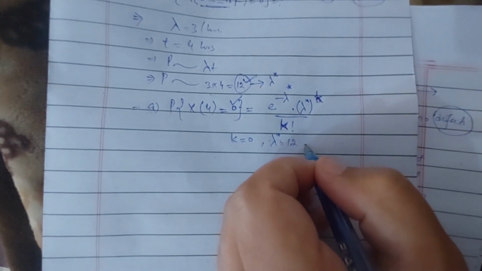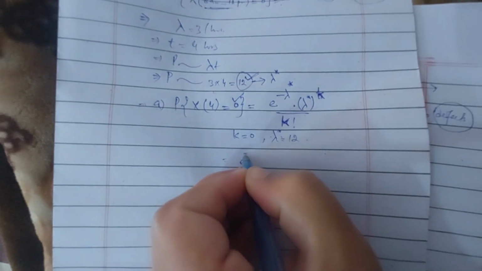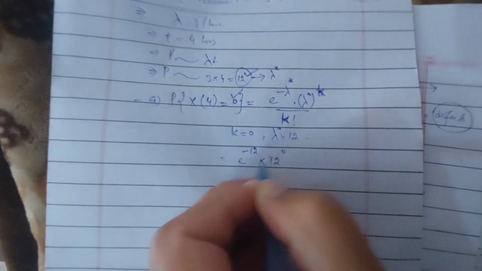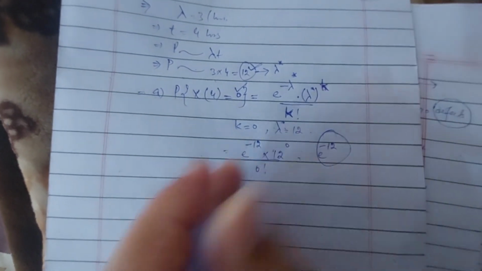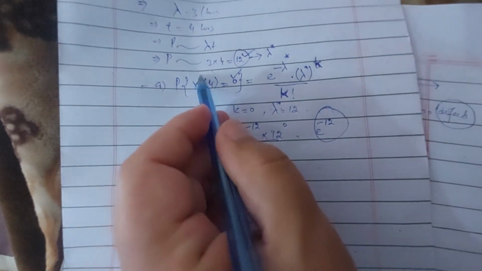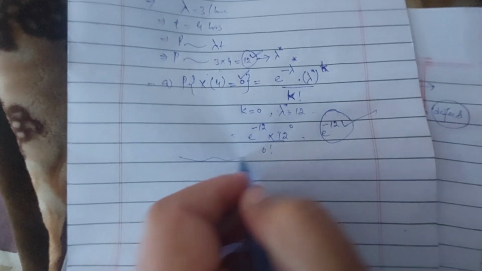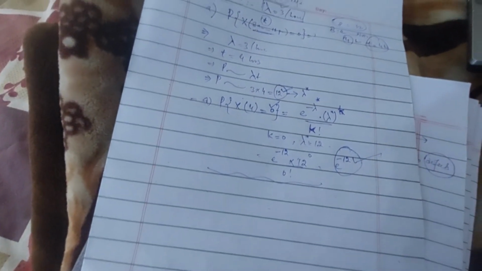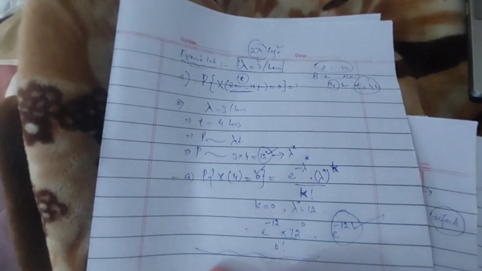So putting the values: e raised to power minus 12 multiplied by 12 raised to power 0 divided by 0 factorial. So it will give us e raised to power minus 12. So the probability that in these first 4 hours we have 0 messages received is e raised to power minus 12. This is the required result for this part A.